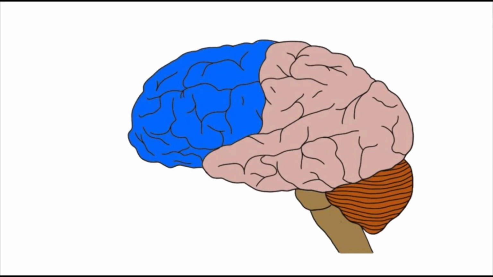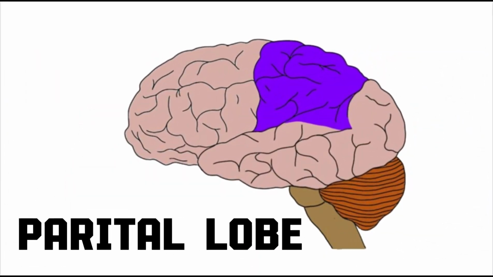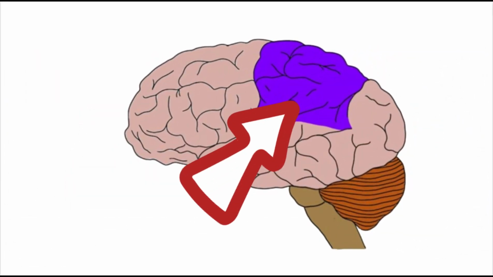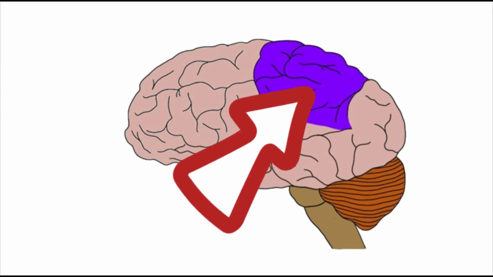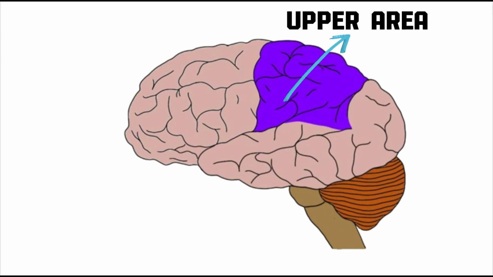Now let's talk about the parietal lobe. This is the parietal lobe. The purple highlighted structure you see over here is the parietal lobe. The parietal lobe is located at the most upper area of your skull.